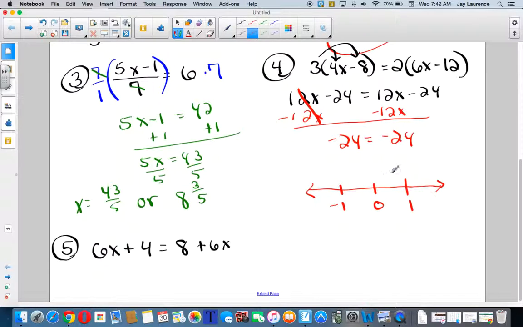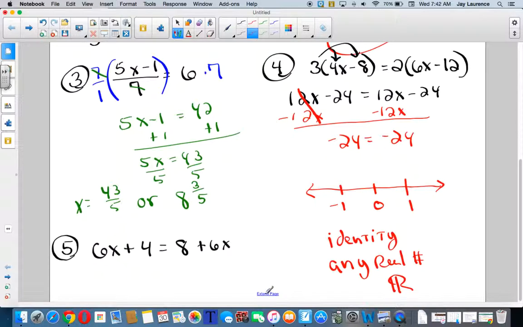Any number on this number line works. You may call the solution to this the identity. It's an example of the identity. The equation is the same. Or you can tell me, depending if I say solve for x, you'll say x can be any real number. Or you could be really lazy and just put the real number symbol. It means all real numbers.